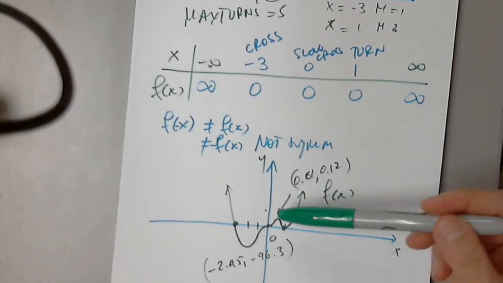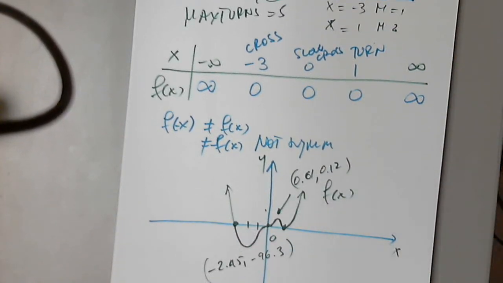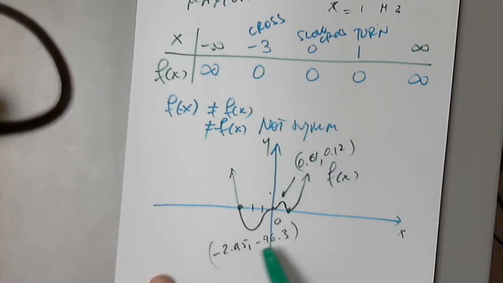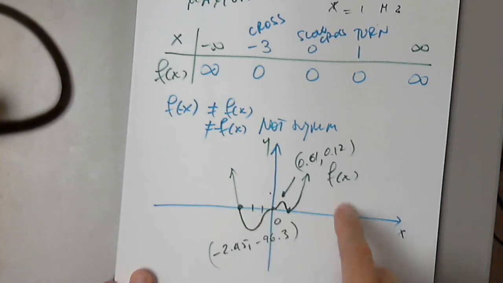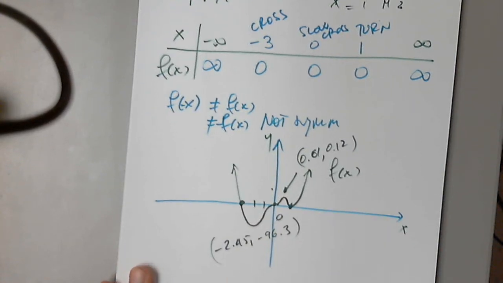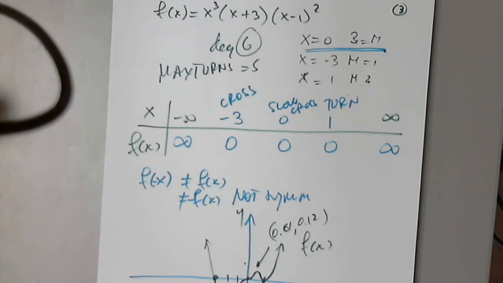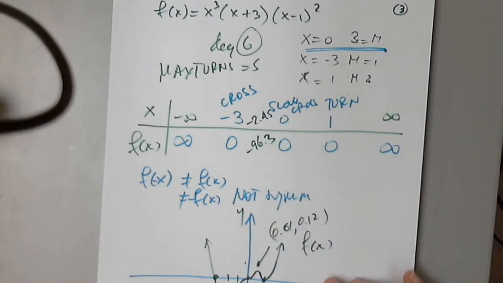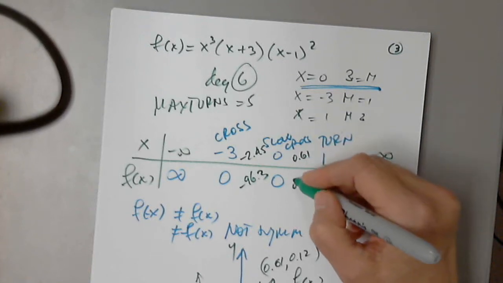So it took us much longer to punch in the graphing calculator. Of course, I pressed the doc cam for the other class. Sorry about that. It's more difficult with a computer than with a calculator. It took me longer to punch it in and find the max and the min and the max than to graph the function. You can also put it here as -2.45, -96.3, and 0.61, 0.12.